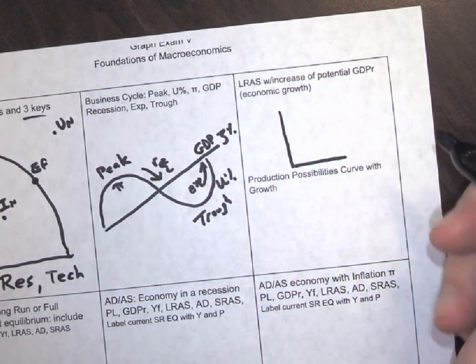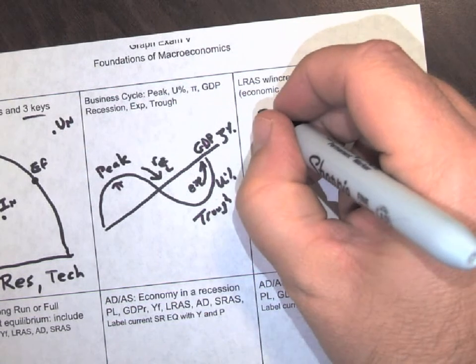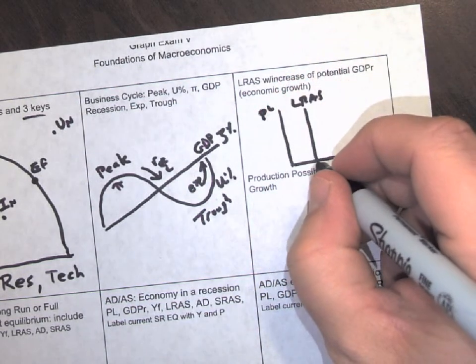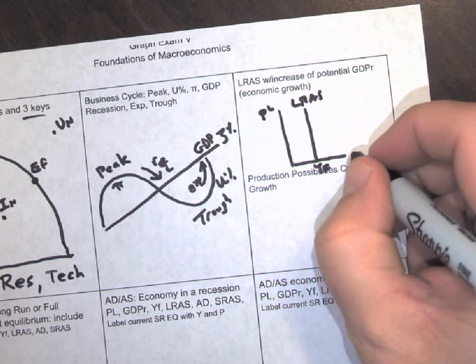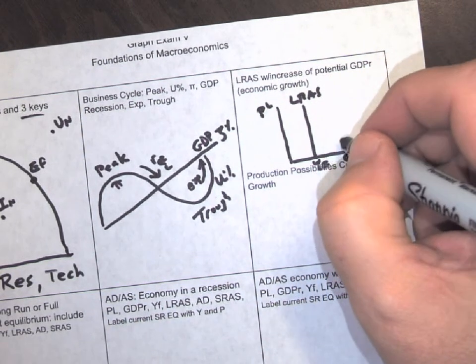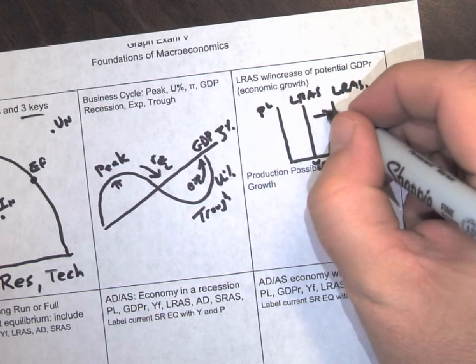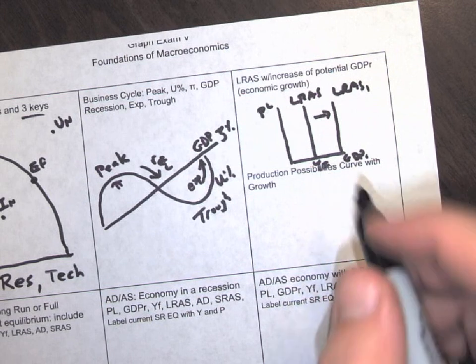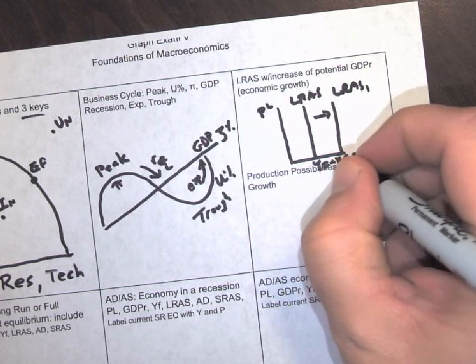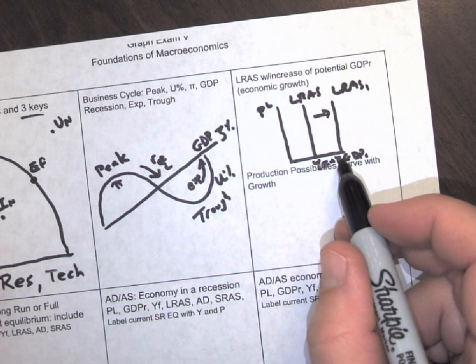is with our long-run aggregate supply. So our long-run aggregate supply shows our potential GDP. Don't forget we have price level, we have YF, we have GDP. So anytime we show growth, we're going to have a shift to the right showing that we can make more GDP. So we'd have a new level while YF shifts to the right to a new level called Y1.